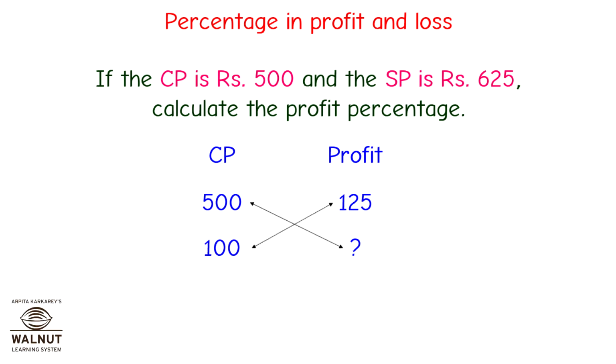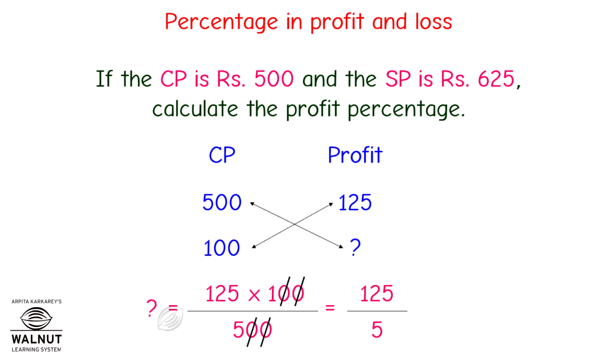Doing cross multiplication, we get question mark is equal to 125 into 100 divided by 500. We simplify this and we get 25. So, on rupees 100, the profit is rupees 25, that is 25%. Yeah, you got the profit percentage.